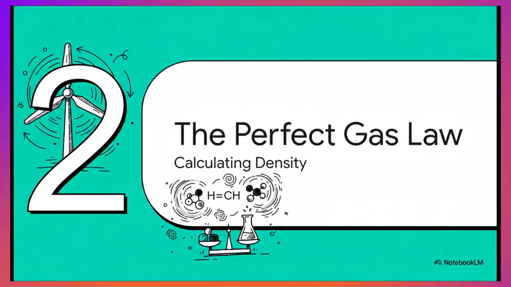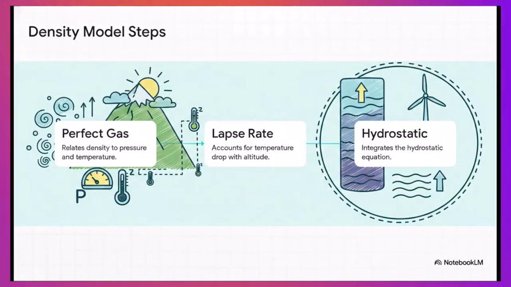Moving right along, section 2, the perfect gas law. So how do we actually build a working air density model in a tool like Excel? Well, we basically follow 3 progressive steps. Step 1 is the perfect gas law, which relates our density to pressure, the gas constant, and temperature. Step 2 accounts for the atmosphere's temperature lapse rate, simply because it gets colder the higher up you go. And step 3 is integrating the hydrostatic equation to calculate the exact pressure at our specific height.